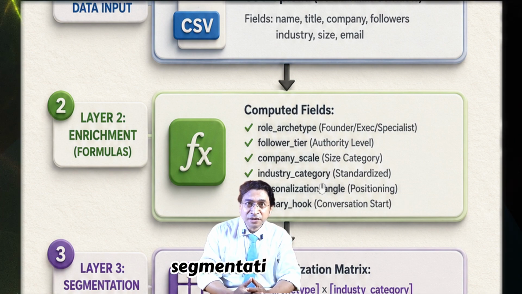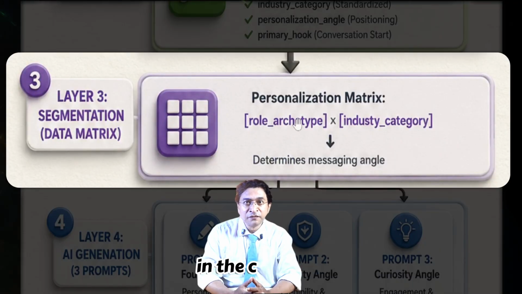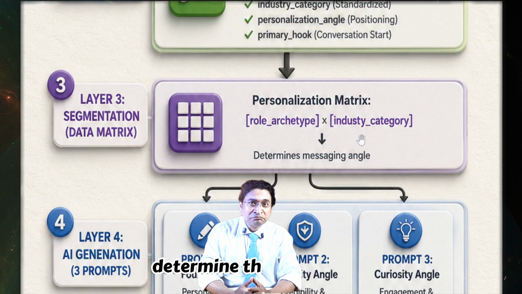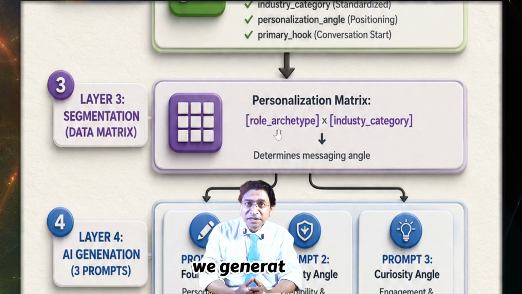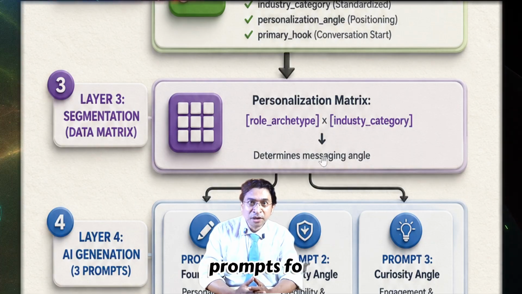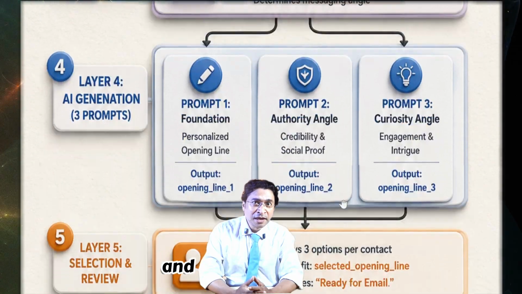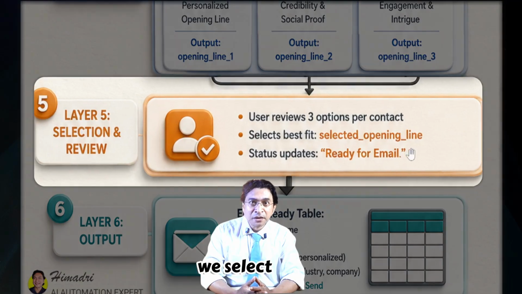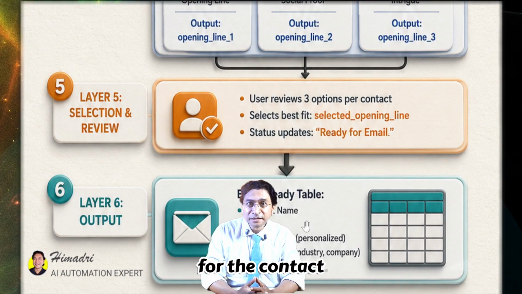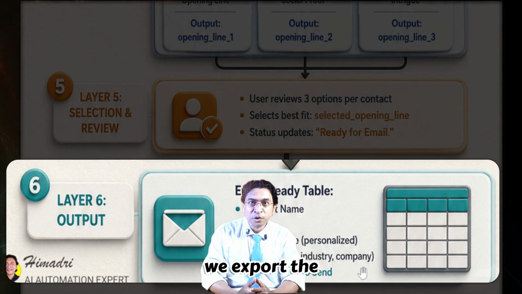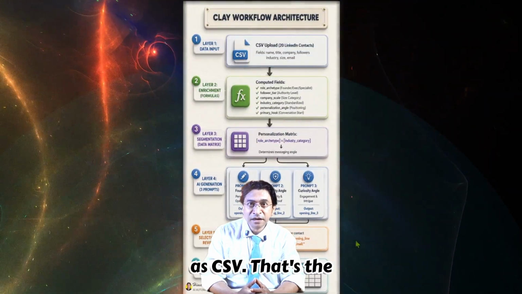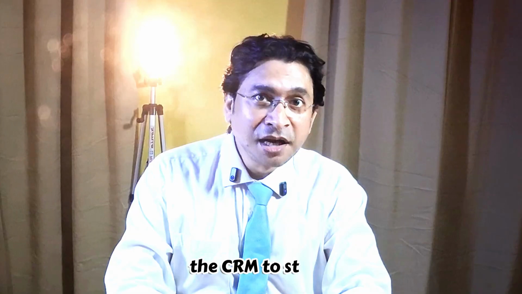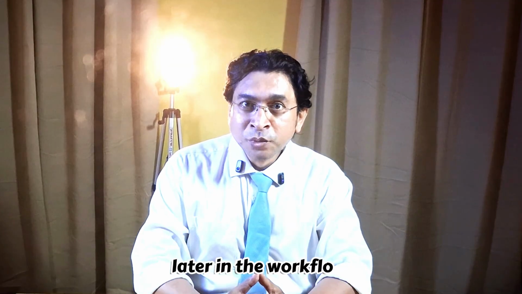Layer 3 is segmentation, where we use role type, industry category, and follower count to determine the messaging angle. Layer 4, here we generate the personalization part with prompts for the foundation angle, authority angle, and the curiosity angle. I'll explain later. Layer 5 is the selection part, where we select which angle suits best for the contact. And layer 6, we export the finished table as CSV. That's the full map for Clay. And this data will be used to create the email subject and email body, ready for the CRM to store and send later in the workflow.